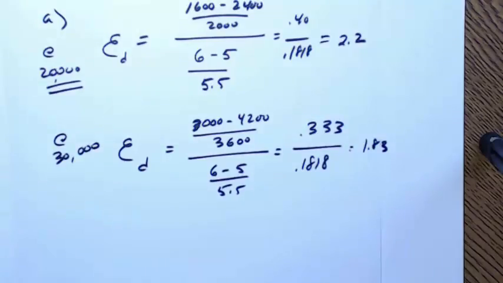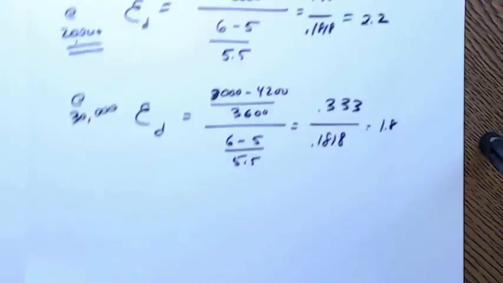Now let's turn to Part B. Part B says, using the midpoint method, calculate the income elasticity of demand when the price of T-shirts is $4 and the average tourist income increases from $20,000 to $30,000. Also calculate it when the price is at $7.